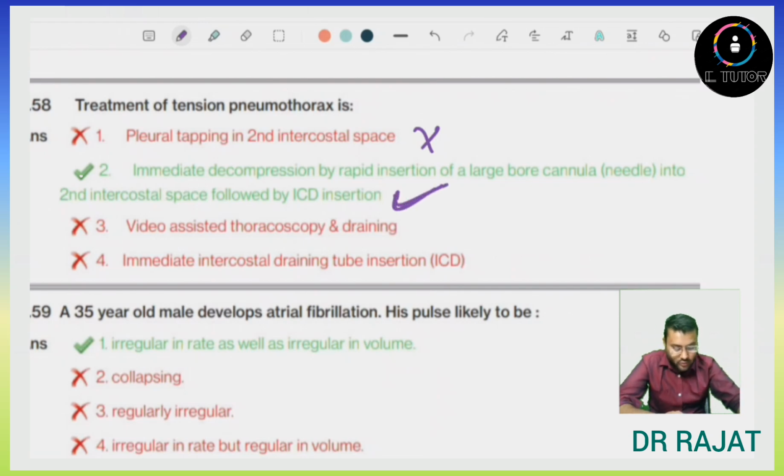Video assisted thoracoscopy and draining. This can be done but not in the tension pneumothorax. It can be used in the spontaneous pneumothorax. Immediate intercostal draining tube insertion. So ICD insertion is done, but firstly decompression is done with the large bore needle. So this is also false. So here option number 2 is the correct answer.